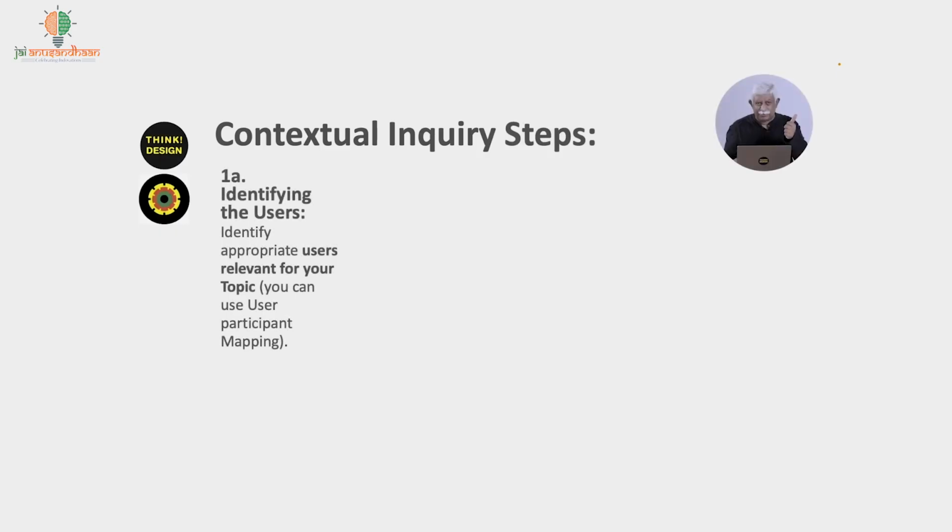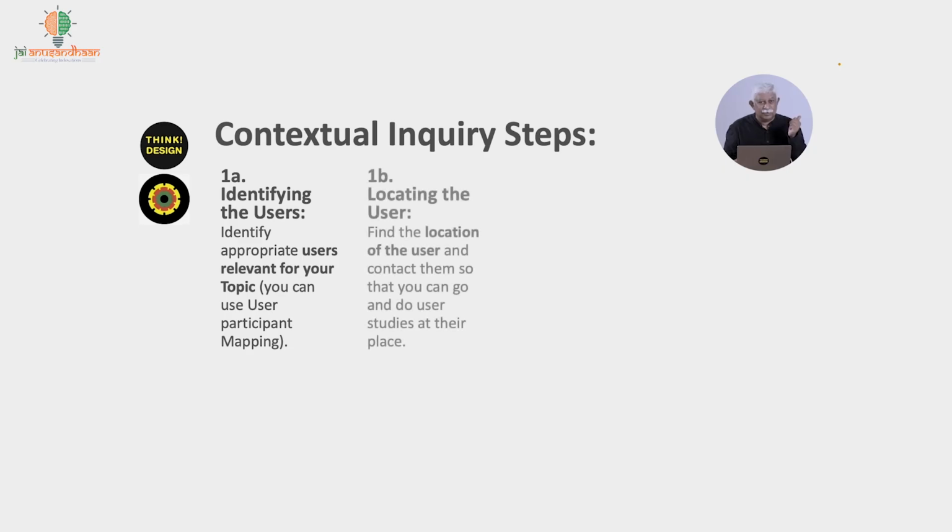So, first step is identify your users who can provide you with the information. You can refer to the user participant mapping, which you did in secondary research part 2. You need to locate where your users are. You need to contact them, get permission so you can actually go to their place and do these studies.